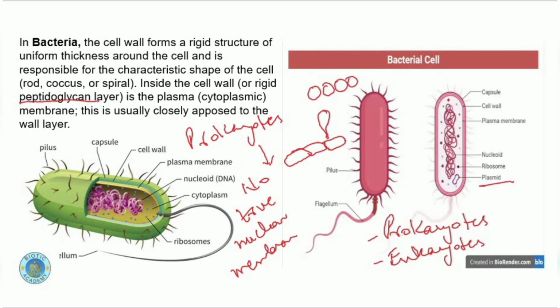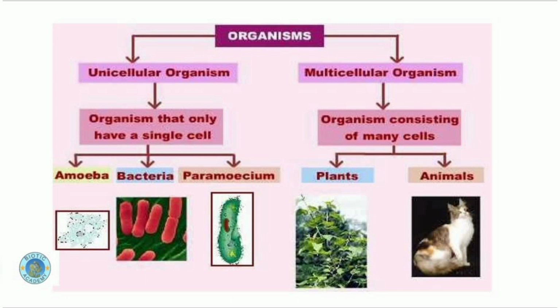Now after bacteria, we will go towards the next topic, that is the examples of unicellular and multicellular organisms. Multicellular organisms, here we have discussed that they are plant and animal cell, which have a complex cellular organization, and their body is composed of more than 2 cells. So they are multicellular organisms. And for unicellular organisms, we have amoeba, bacteria, and paramecium, which are not visible with the naked eye, and we need to observe them under the microscope.